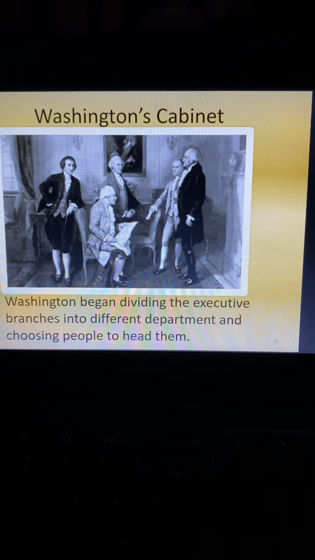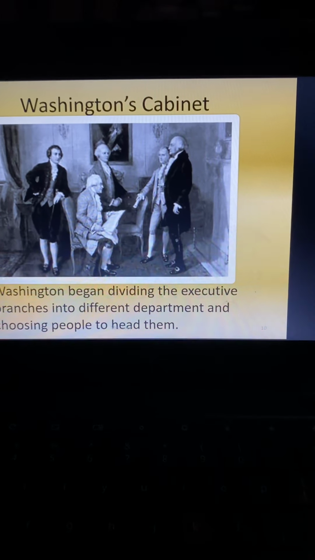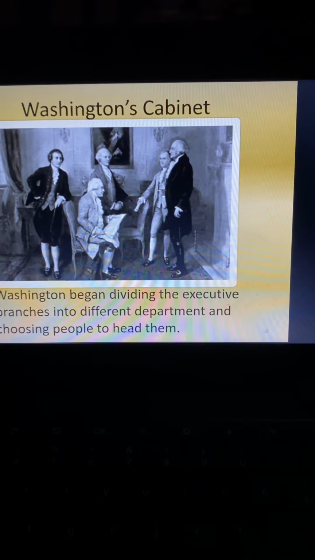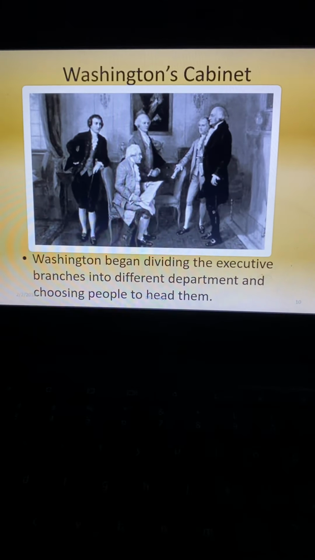And then the Department of Treasury is going to be headed up by Alexander Hamilton. So he's the Secretary of Treasury. This is all everything to do with our nation's money. So here's Thomas Jefferson.